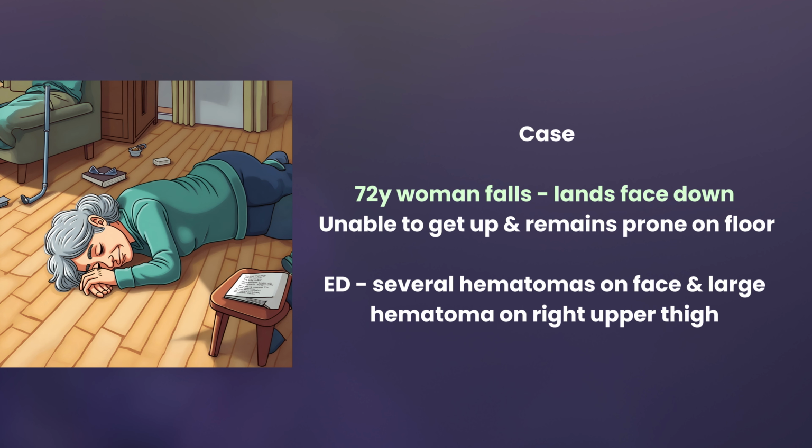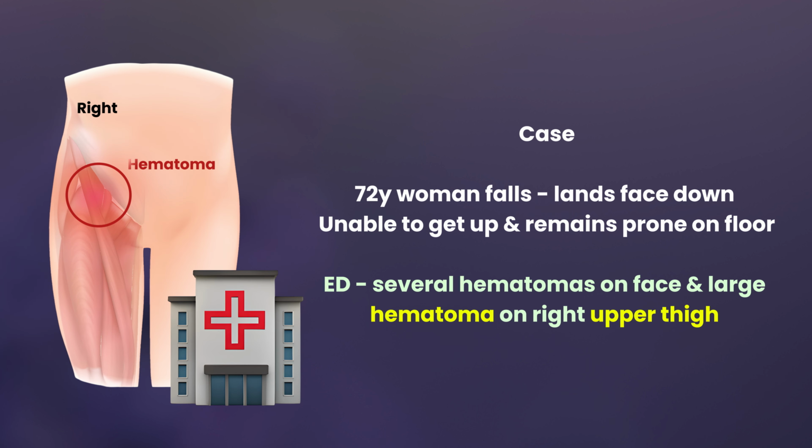A 72-year-old woman falls while at home and lands face down. She is unable to get up and remains prone on the floor overnight until a neighbor notices her and calls 911. She is taken to the emergency department where she is noted to have several hematomas on her face and a large hematoma on her right upper thigh.